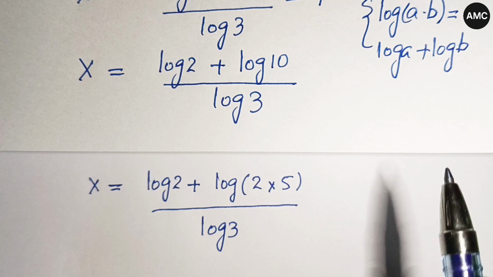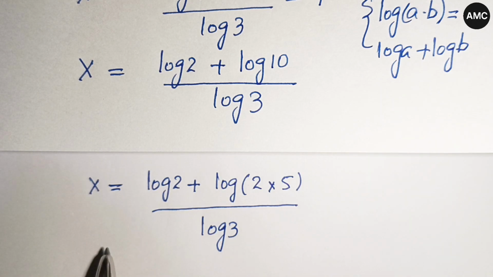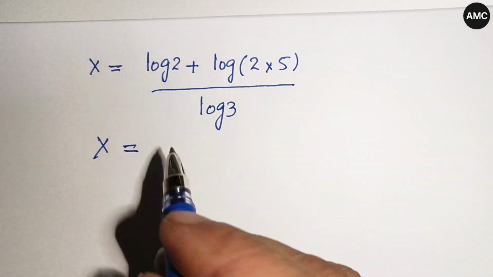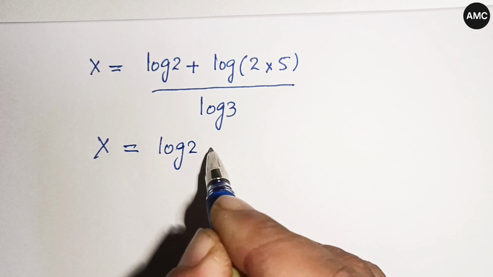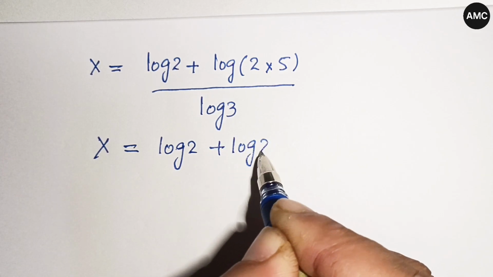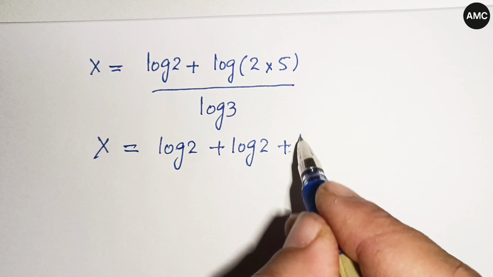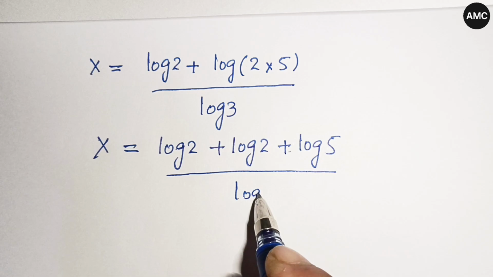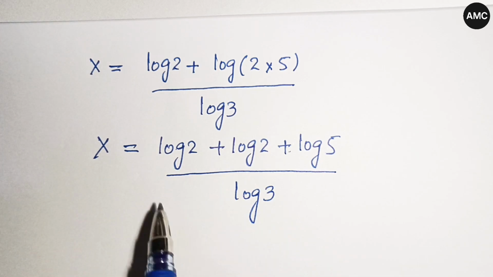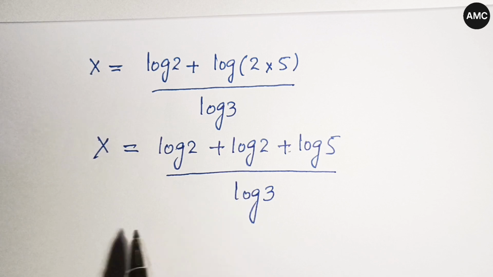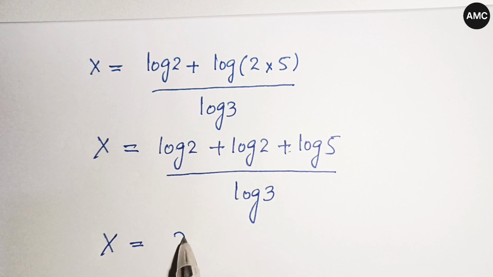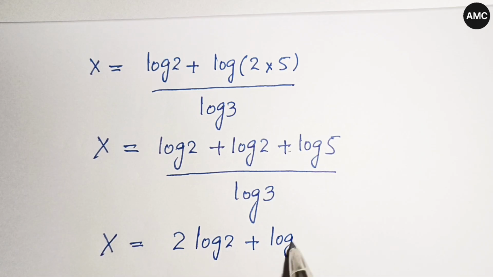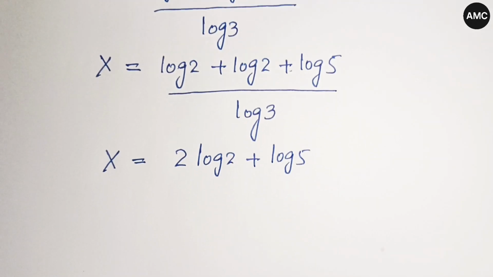Now using again the same product law of logarithm, we get x is equal to log 2 plus log 2, and here we have plus log 5, all over log 3. Now we see that log 2 and log 2 are like terms, so x is equal to 2 log 2 plus log 5, all over log 3.